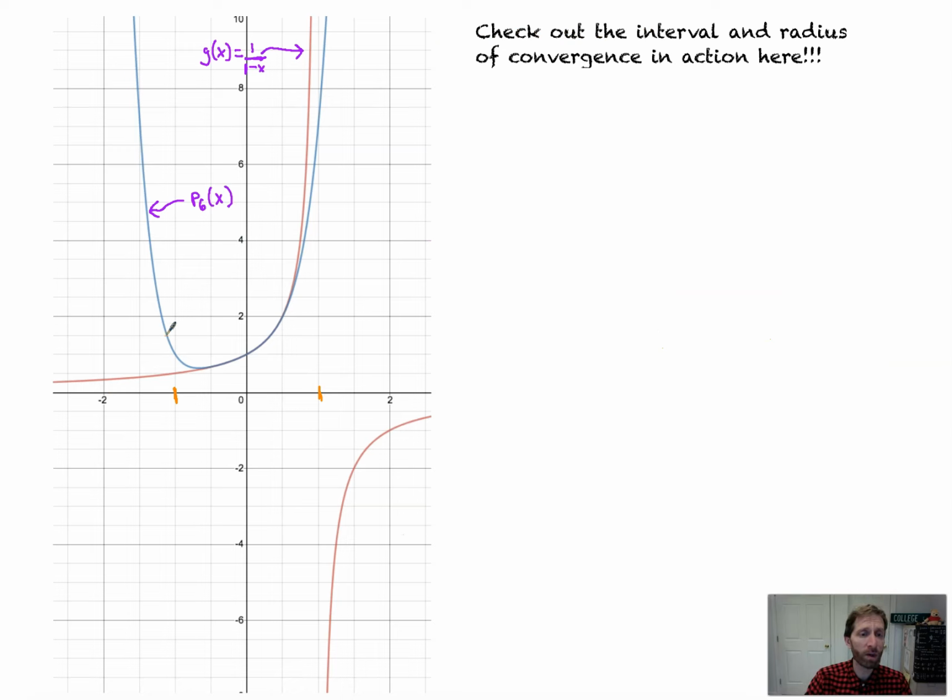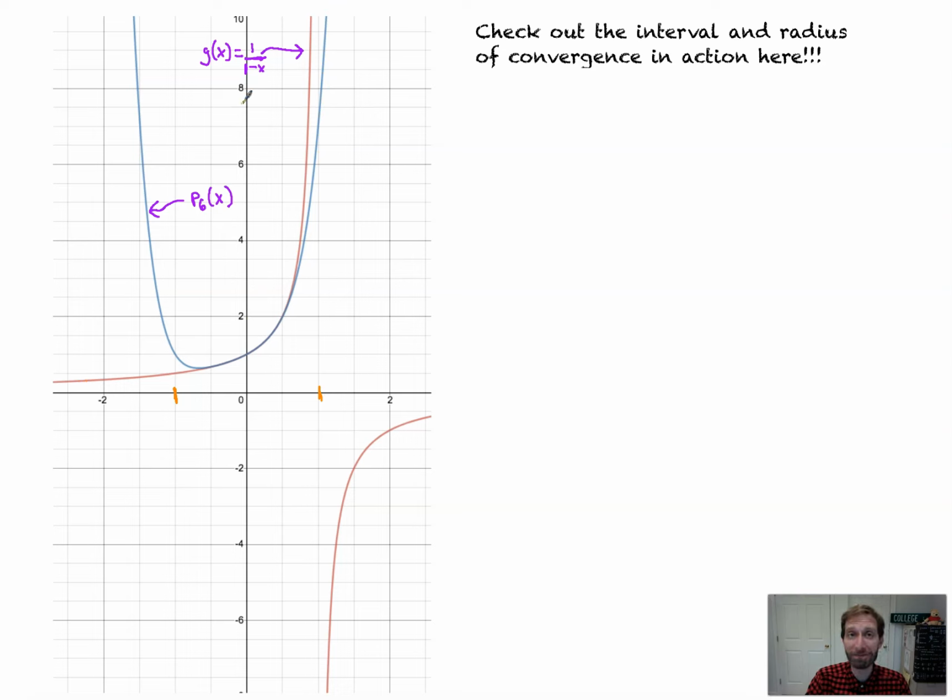Notice how the polynomial approximation, 1 plus x plus x squared plus x to the third, and so on and so forth, is perfectly in line with 1 over 1 minus x for a good bit of it. And then as we get to x equals -1 and x equals 1, that's where the divergence begins. 1 over 1 minus x and the actual function start to really go away from each other and act differently. There you see how our power series diverges at that point, way away from the actual function.